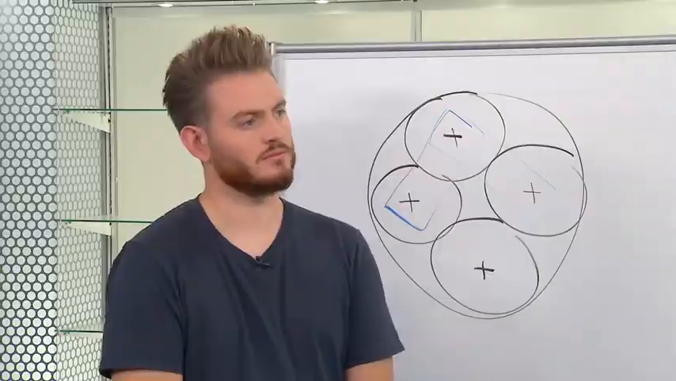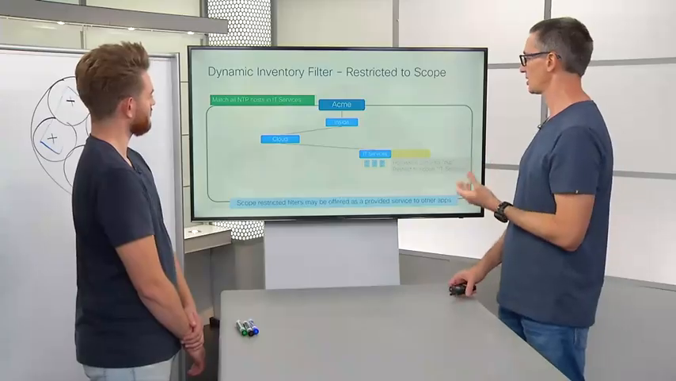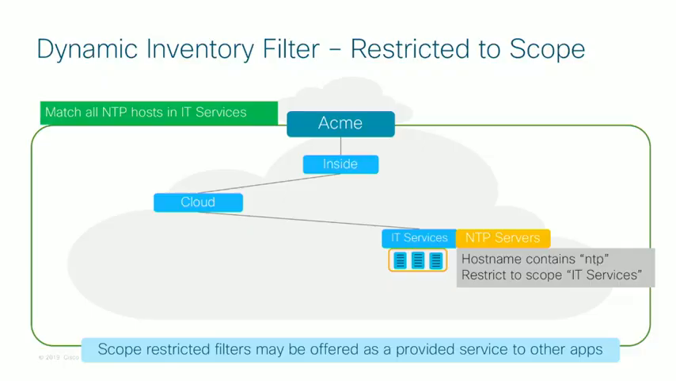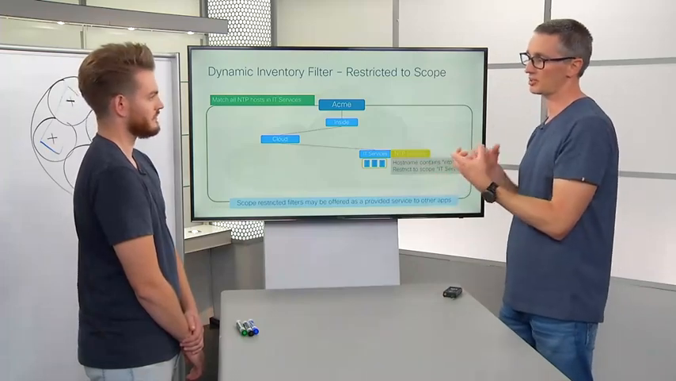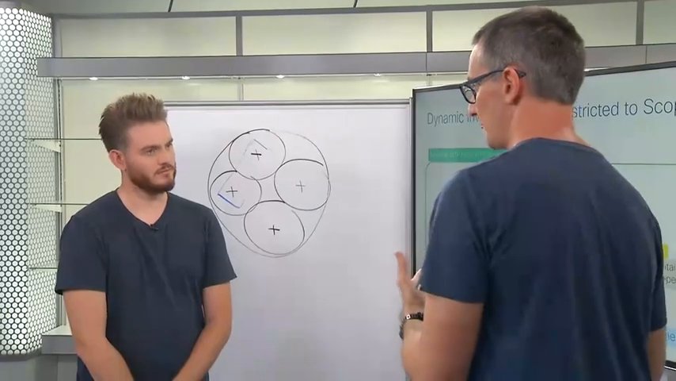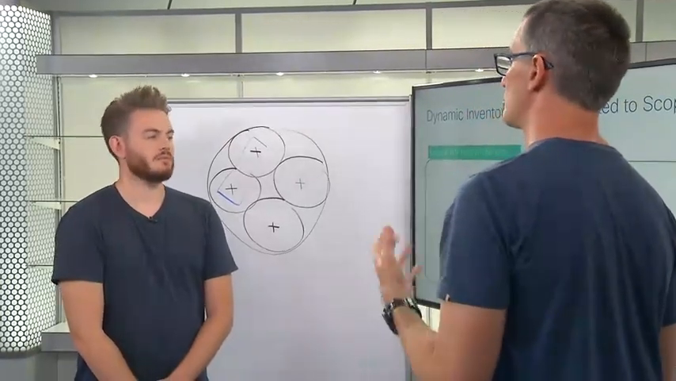In this case, what we're going to do is match on a host name, because the host name being reported from the agent, if it matches NTP, then it's going to be pulled into this group as if it's part of that scope. So this is a scope-dependent query. It's associated directly to that. We can then offer the NTP servers, in this case, that group, as a provided service. So that can then be consumed by other workloads in the environment.